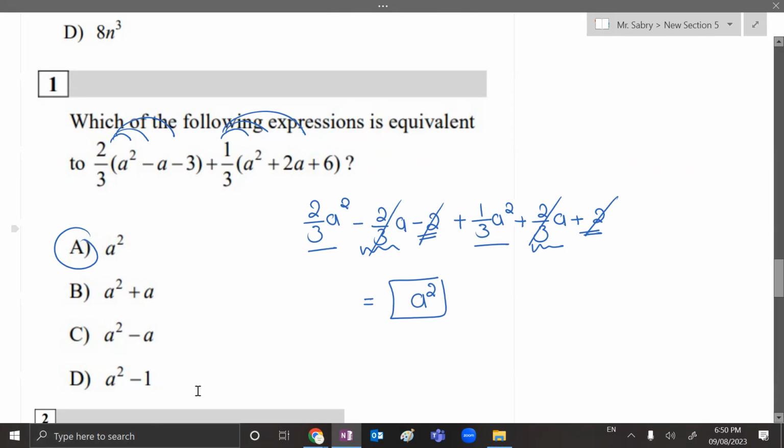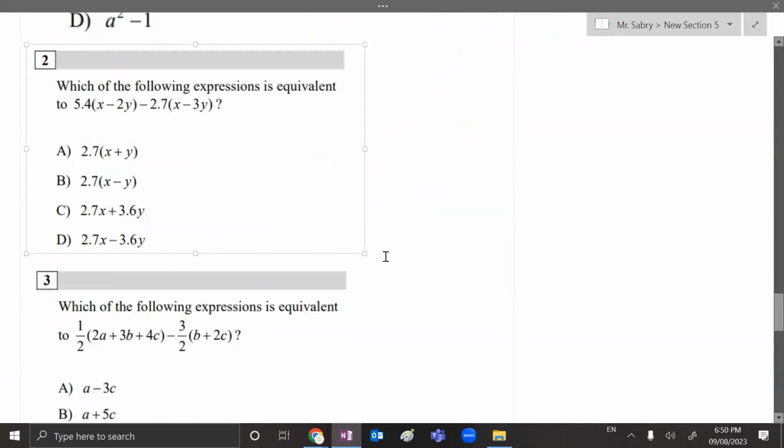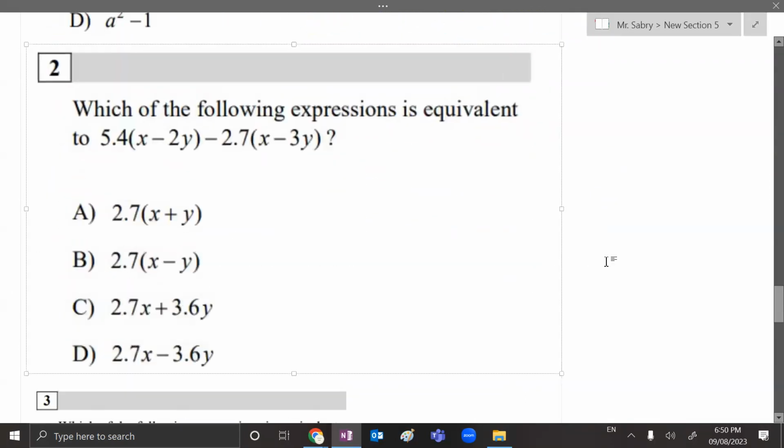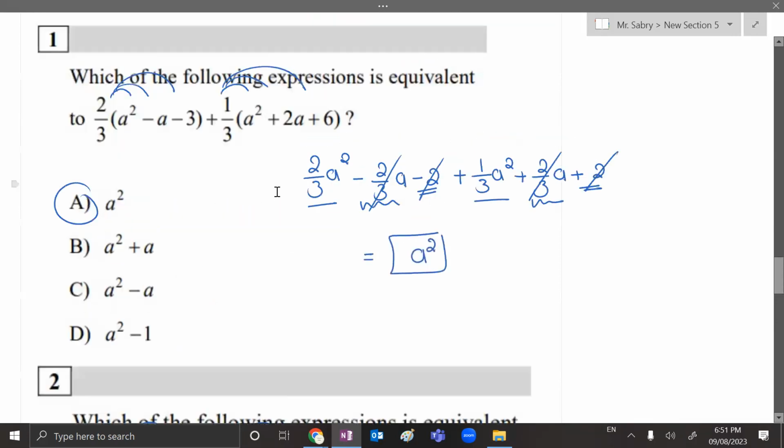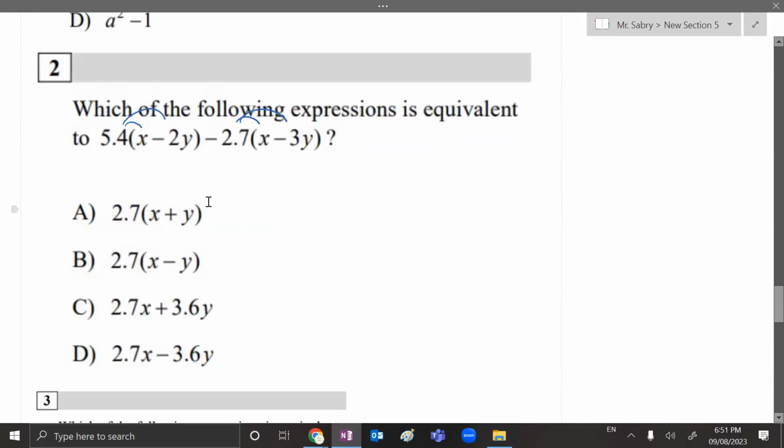Yes. Awesome. Number 2. Which of the following is equivalent? Again, we're distributing the 5.4 on both and then the 2.7 on both. This is intentionally done, and these are decimals because we don't want you to be confused or to feel uncomfortable with decimals or fractions. They're just numbers. They're exactly the same thing.